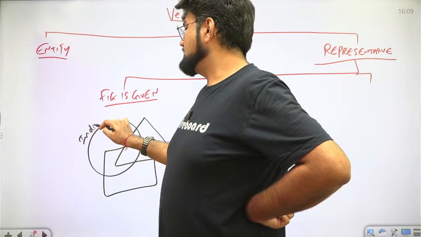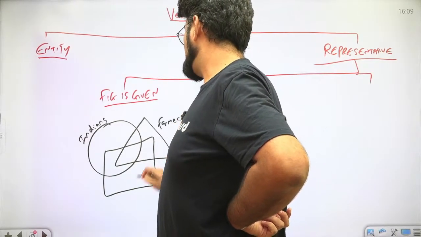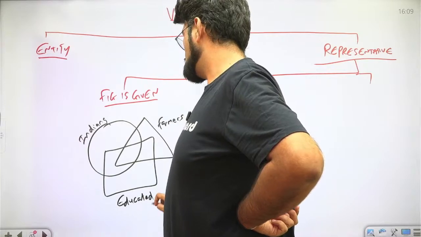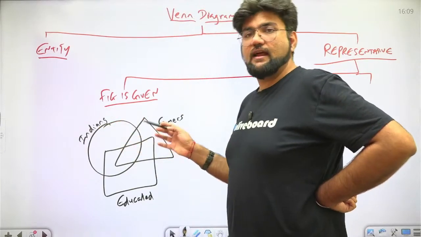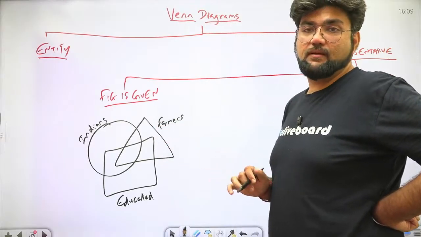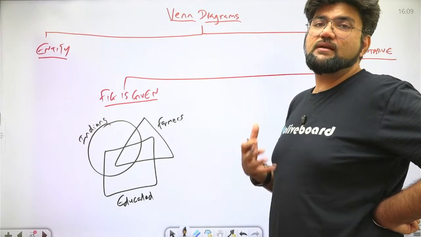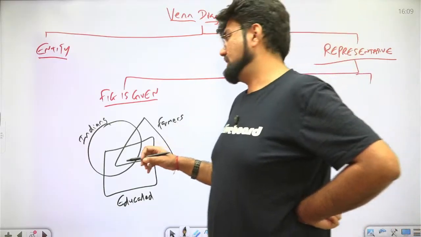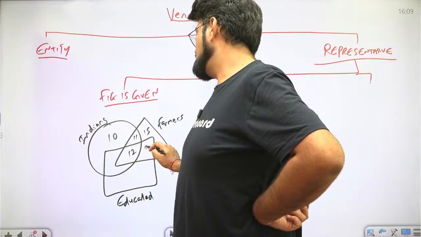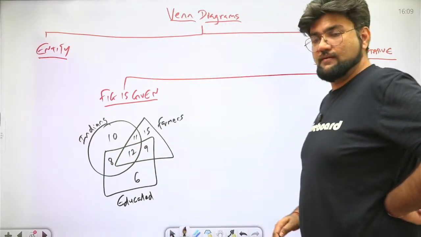So we have Indians, we have farmers, and we have educated. Or they'll write in the question that the circle represents Indians, the triangle represents farmers, and the rectangle or square represents educated people. Now they will have numbers. Each of them will hold numbers. Numbers will depict the number of people who fall under this category. So let's say I have 10, 11, 15, 12, 9, 8, 6, something of this sort. Random numbers are mentioned.